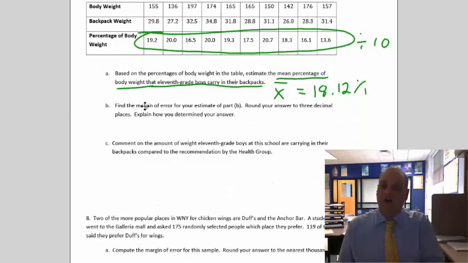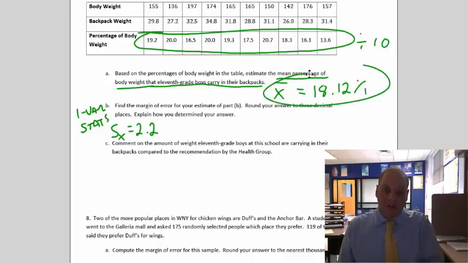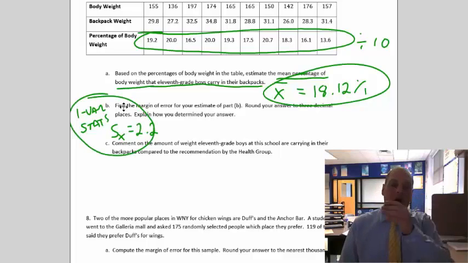Now, in your calculator, one var stats would have done that for you, right? And the sample deviation came out to be 2.2. So again, I did this for you. This can come from one var stats as well, 2.2. Of the percentage of body weight, you get your one var stats. Now I got to do the margin of error.